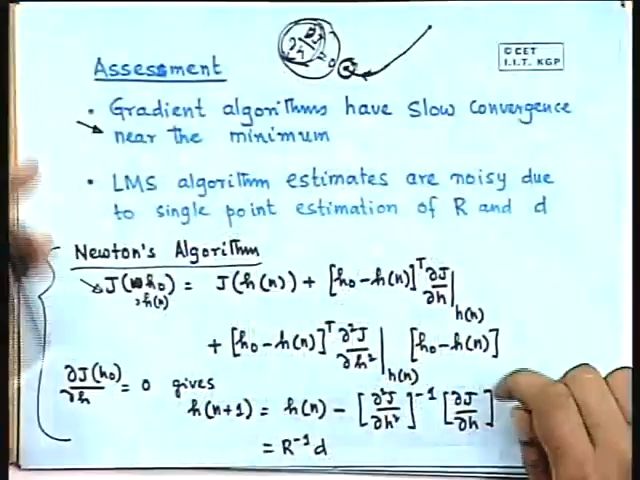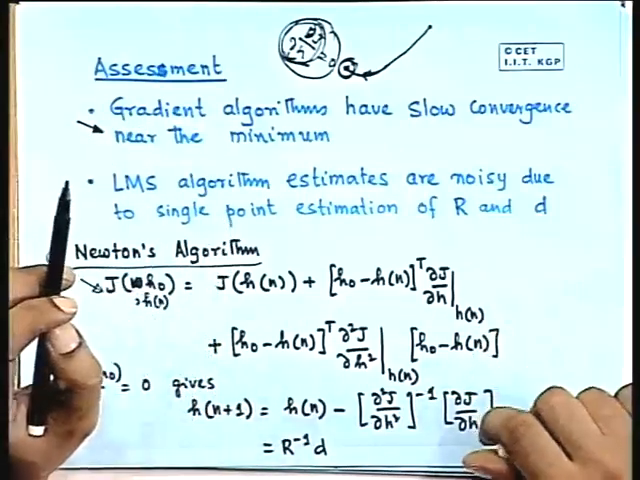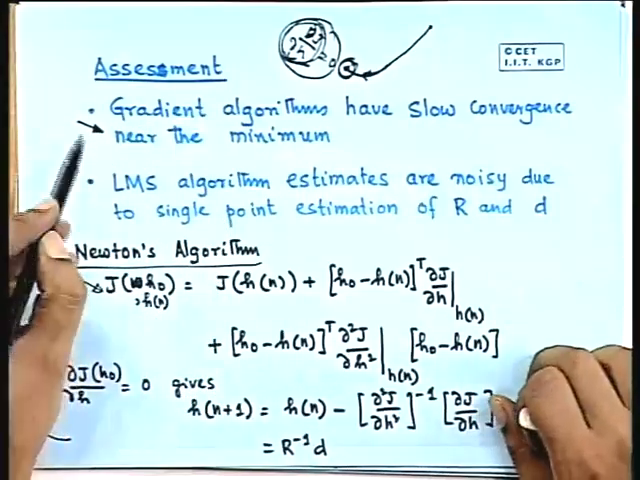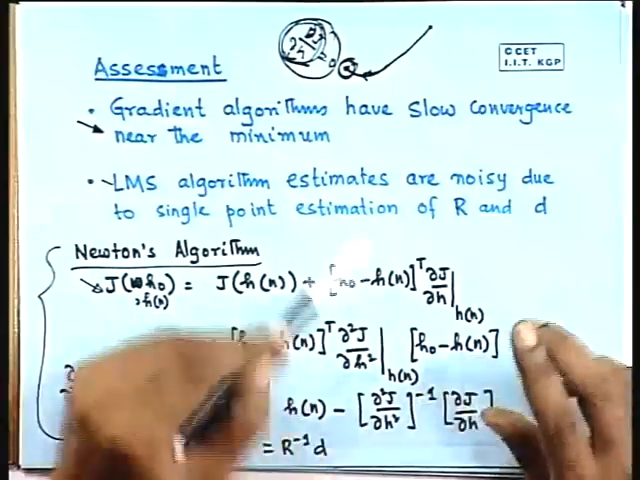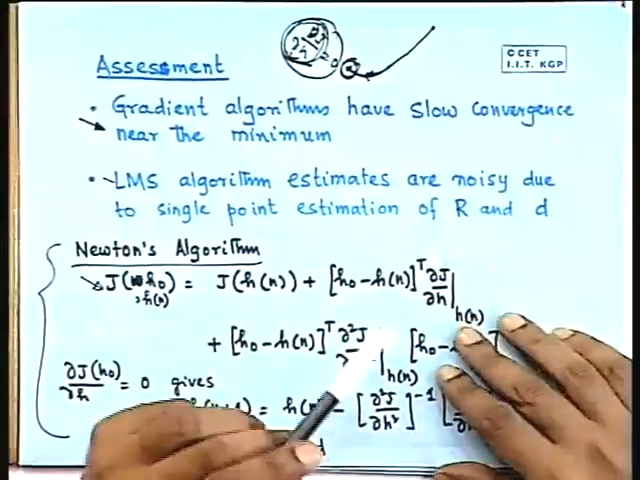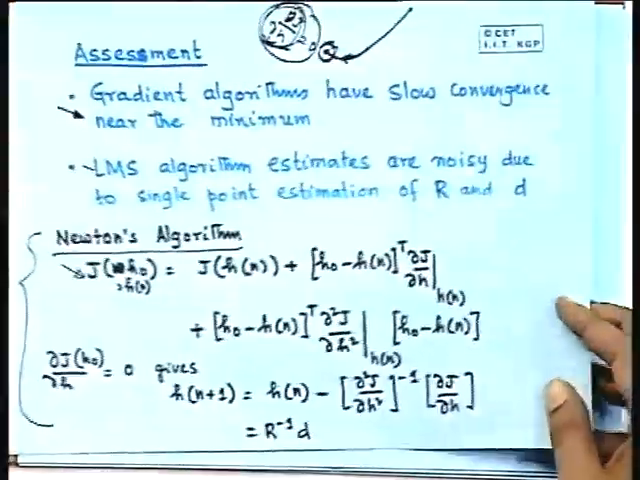So these are the two major points. Firstly, that the gradient algorithms have slow convergence near the minimum, and the second is that the LMS algorithm estimates are generally noisy due to this single point estimation of R and D. Okay. So that's where we end.